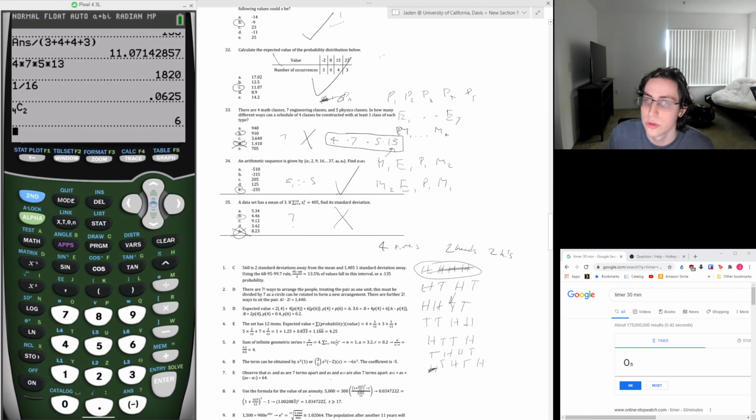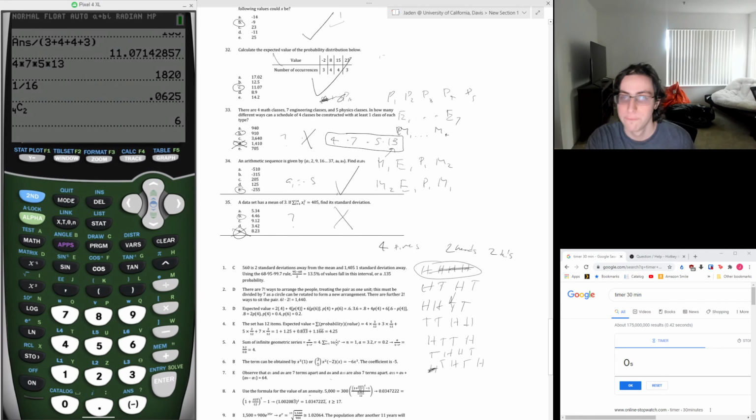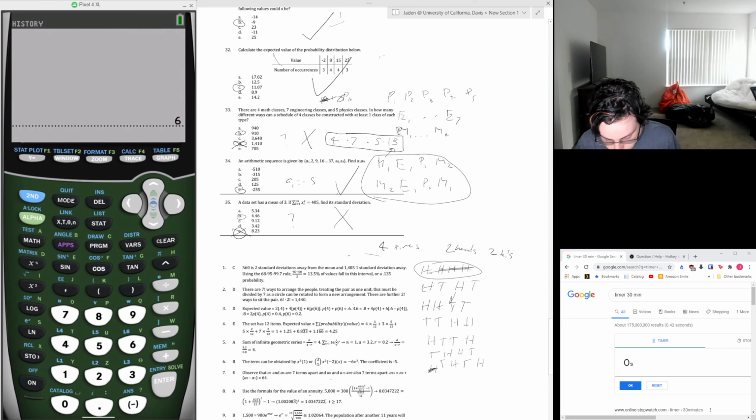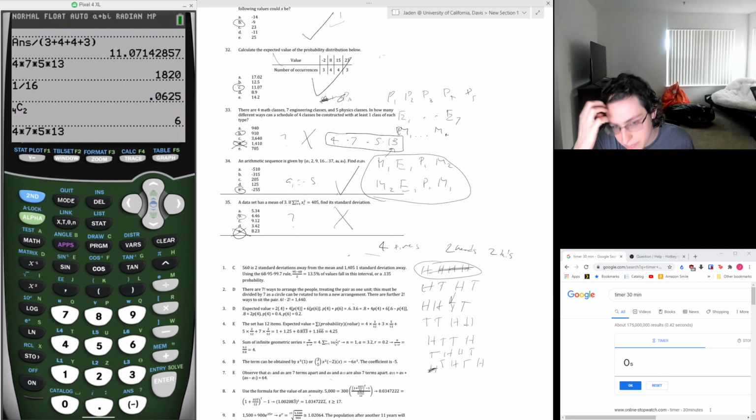Where when I do 4 times 7 times 5 times 13, 4 was for math, 7 was for engineering, 5 was for physics, and then 13 was basically 4 plus 7 plus 5 minus 3, because there's only 13 possible classes left that I can choose. The way that I did this initially is assuming that these two are different, but they're not. All we did was switch the order of math 2 and math 1. So for that, 4 times 7 times 5 times 13, what you need to do is divide it by 2.